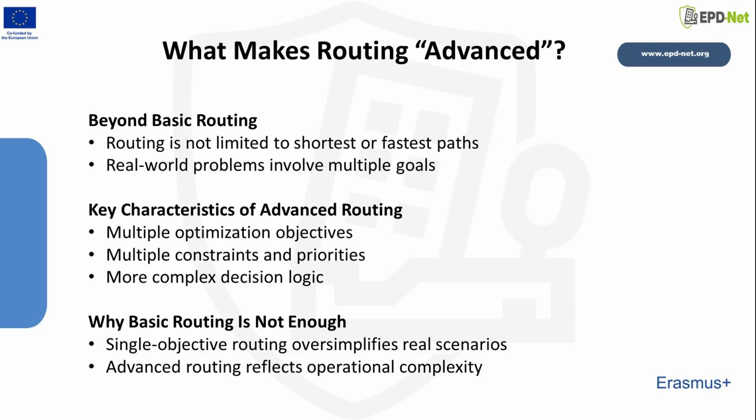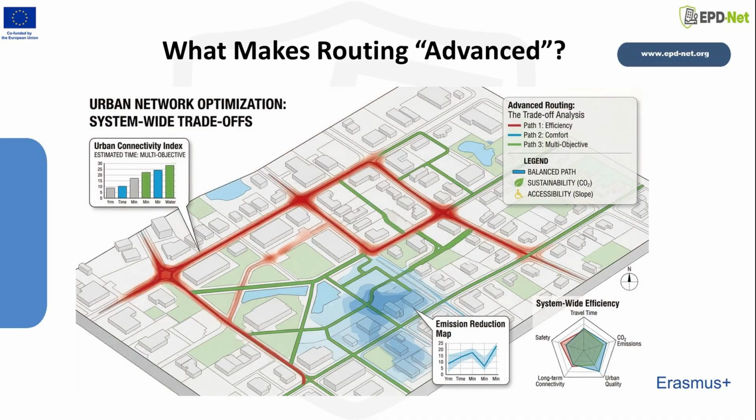These elements require routing systems to evaluate trade-offs and make decisions based on a combination of factors rather than a single metric. Basic routing approaches are often insufficient for practical applications because they oversimplify real-world conditions. Advanced routing methods allow routing systems to better reflect operational complexity and support more realistic and effective decision-making processes.